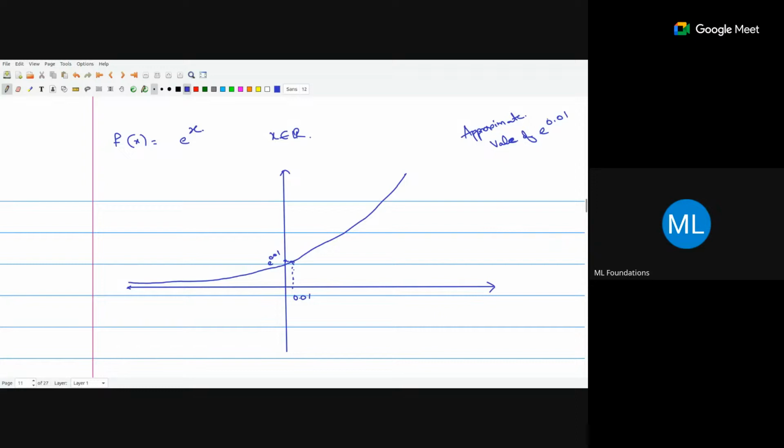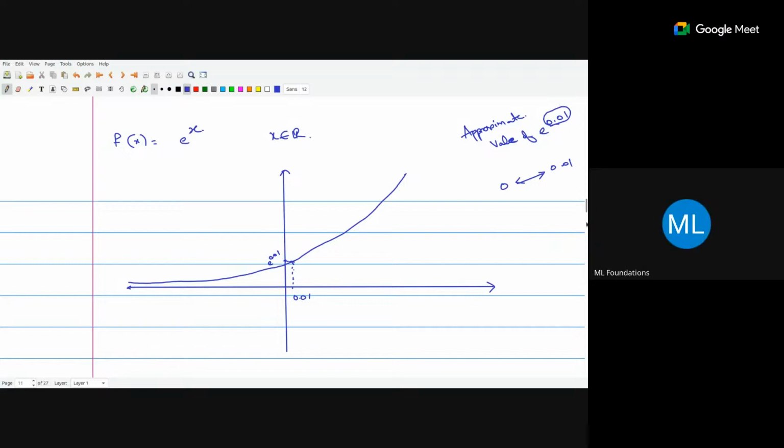So if you see, they are asking for e to the power 0.01, and this 0.01 is very close to 0, right? 0 and 0.01 are very close to each other. When you compare it with the minus infinity to plus infinity real line, this is pretty much close enough, right? Agreed? Yes, sir.